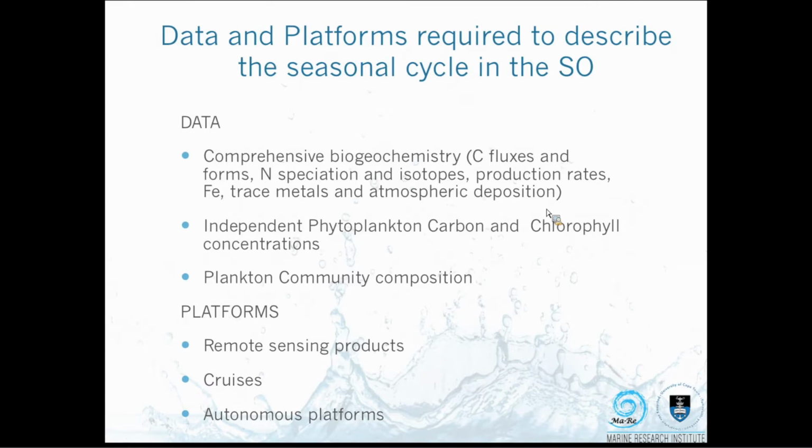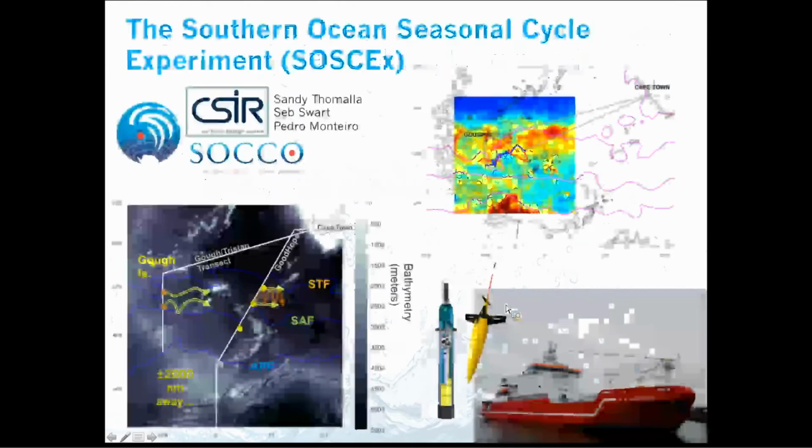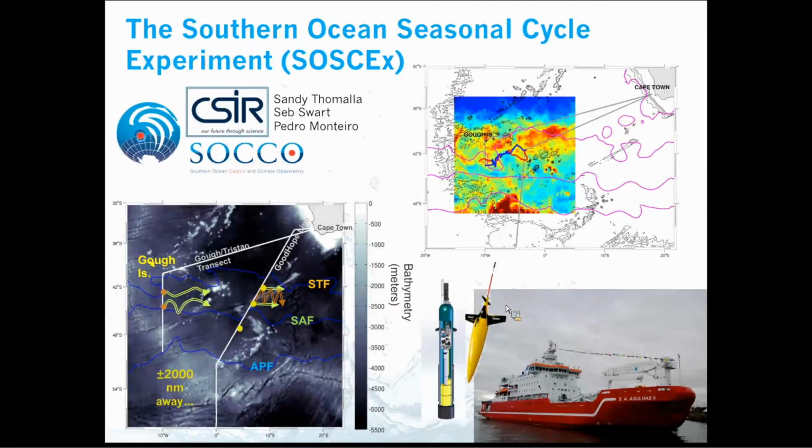Nowadays, there has been quite a large effort of using all possible combinations of remote sensing data to retrieve meaningful data from variables through radiometric information or multiple kinds of satellite information. We have cruises, and we talk about them at the very end of this presentation, and autonomous platforms. And talking about autonomous platforms, one major advance here in South Africa was done by the Southern Ocean Seasonal Cycle Experiment run by Pedro Montero's group at CSIR.